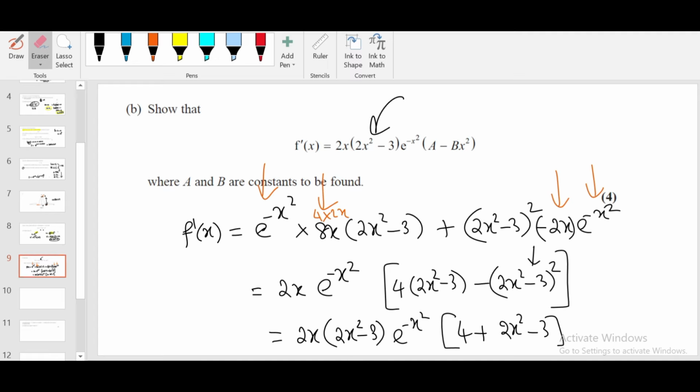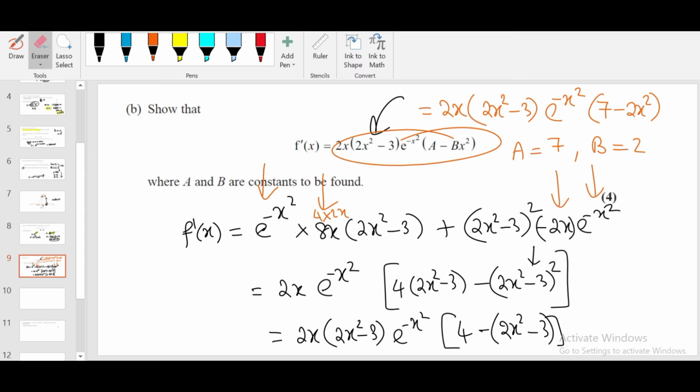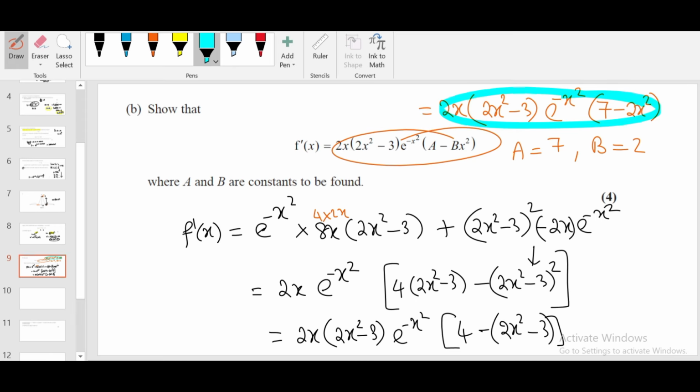So in this case, here you will have minus of this. So 4 plus 3 becomes 7. The answer is going to be 2x square minus 3 e power minus x square, 4 plus 3 is 7 minus 2x square. So look at the answer. A is 7, B is 2. You don't need to write it as A and B. Just as long as you write this, that's fine.